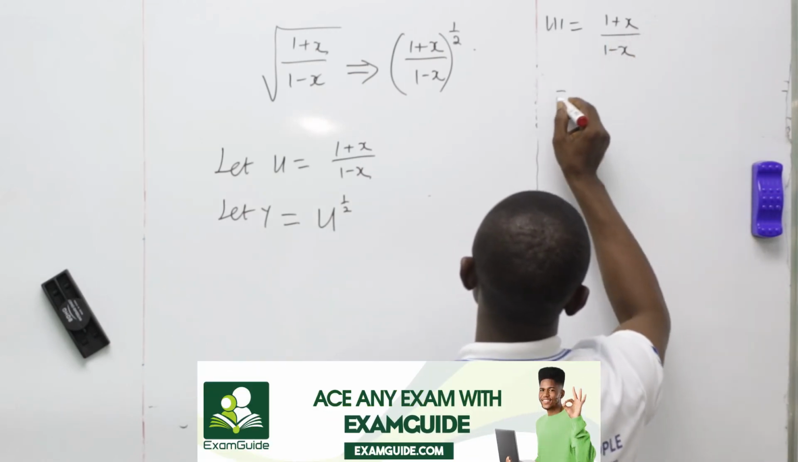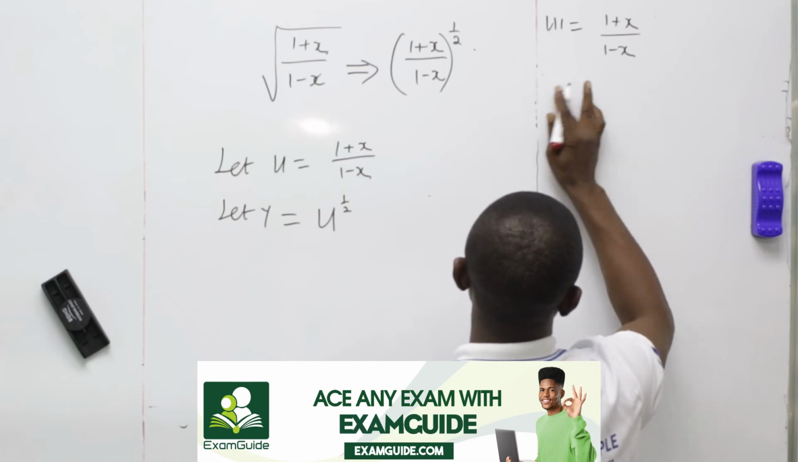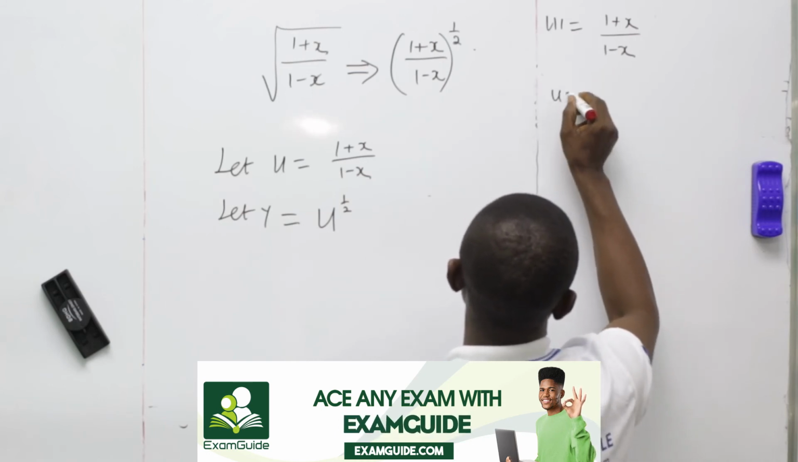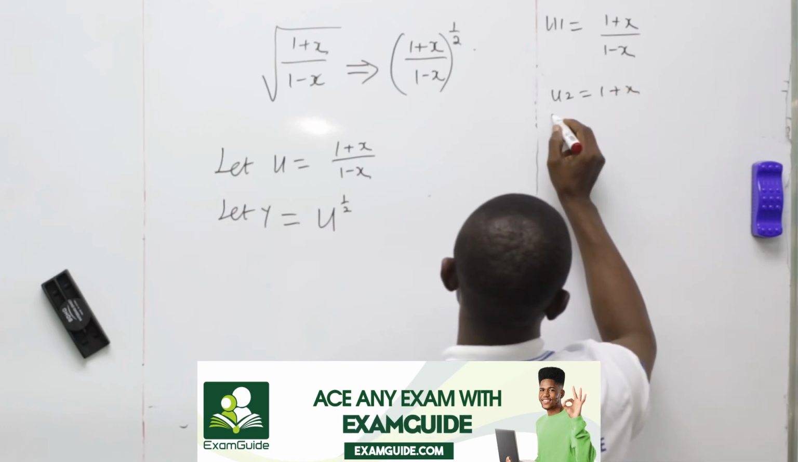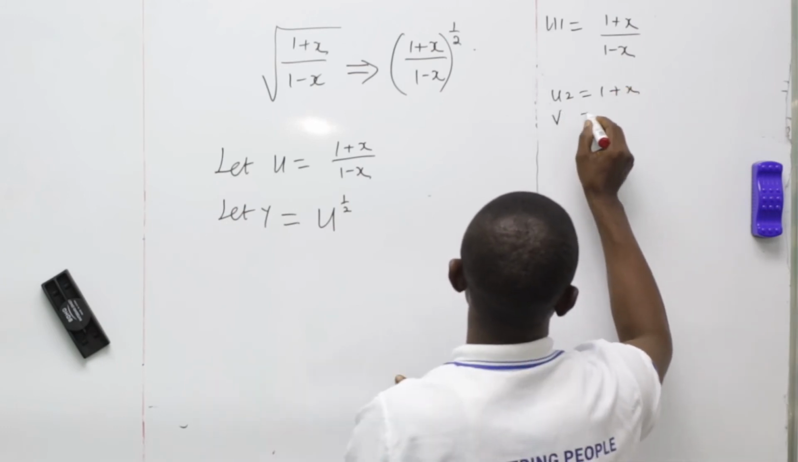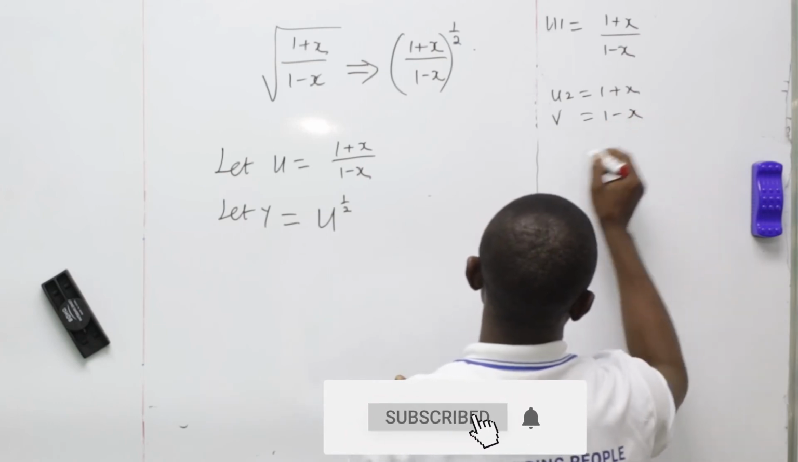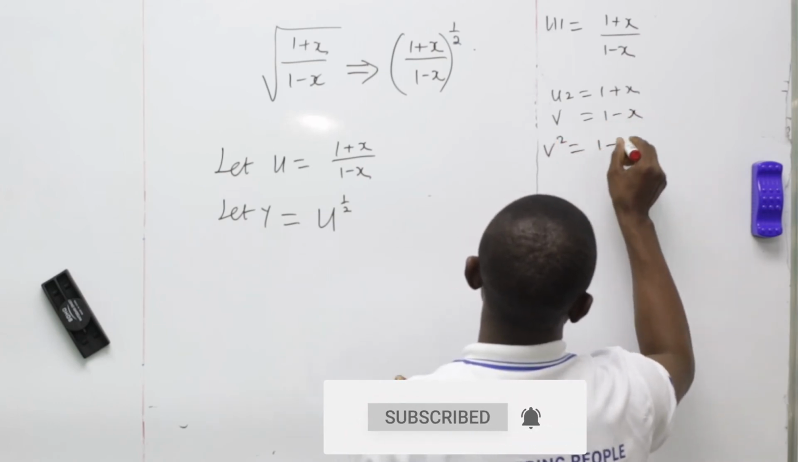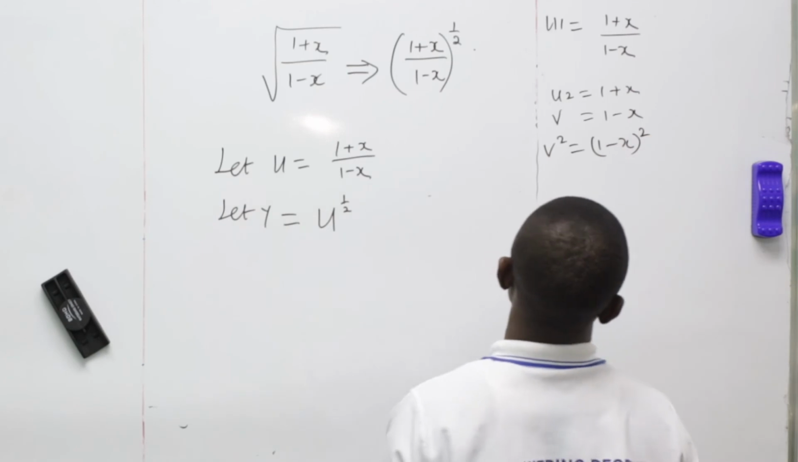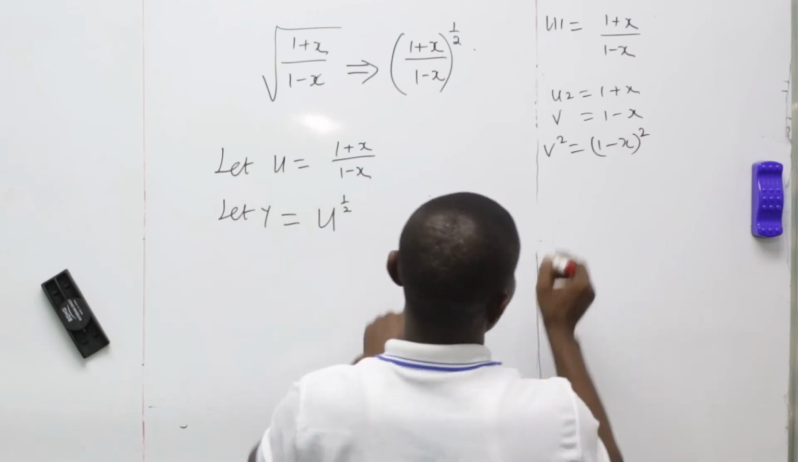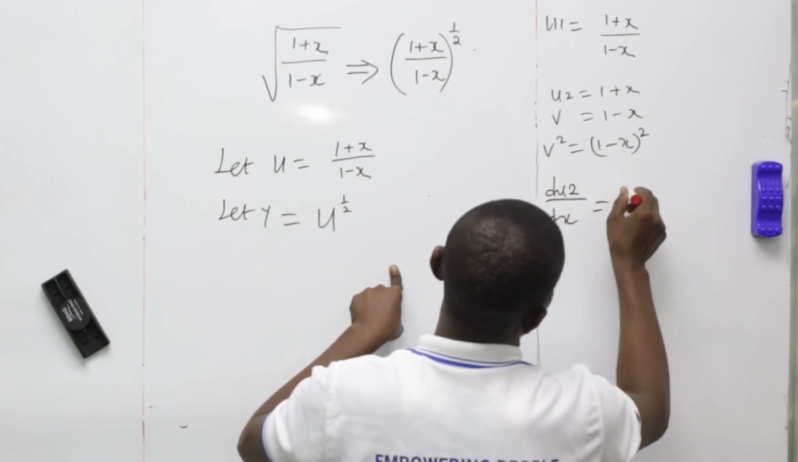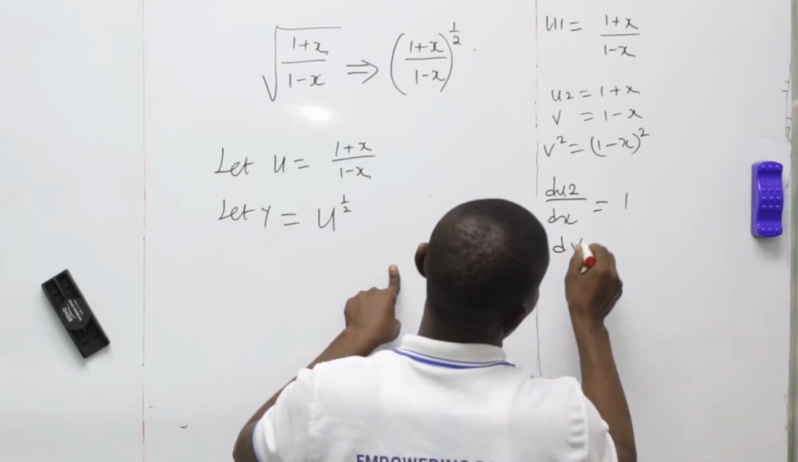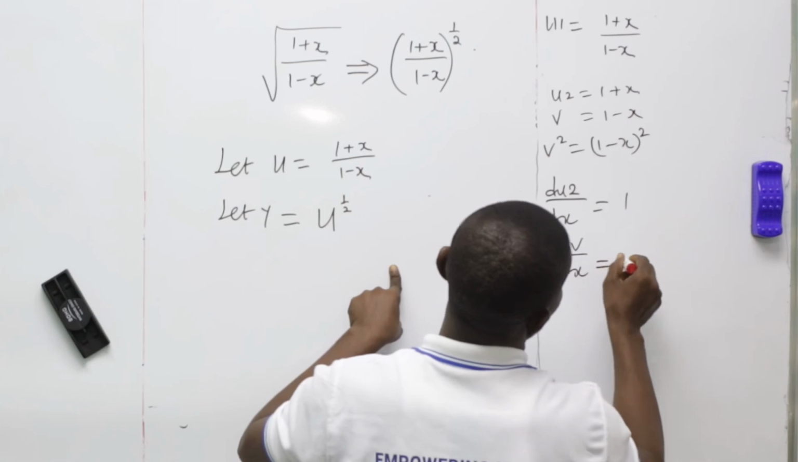We'll have the upper one, u2, equals 1 + s, then v equals 1 − s, and v squared equals (1 − s) all squared. The du2/ds equals 1. The dv/ds equals −1.